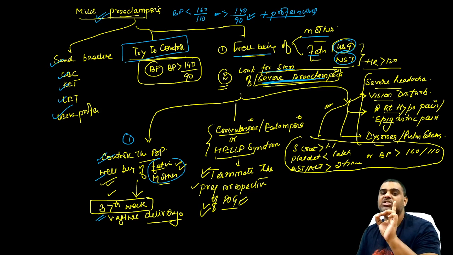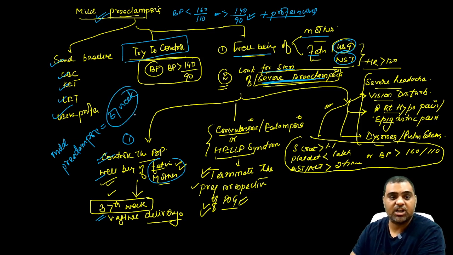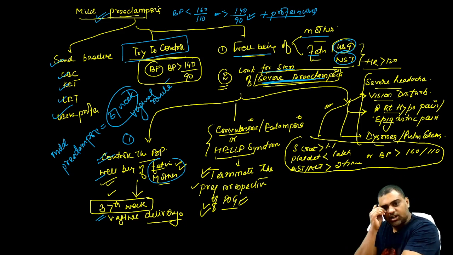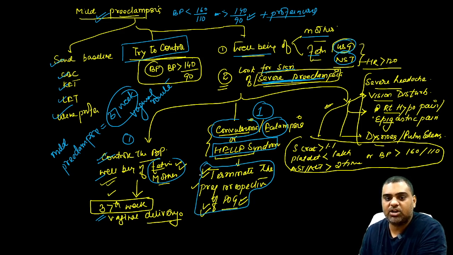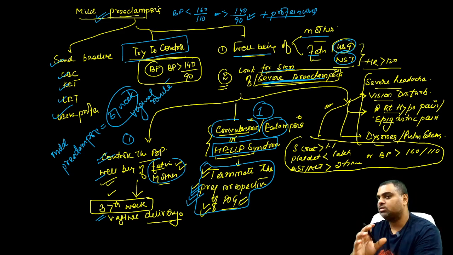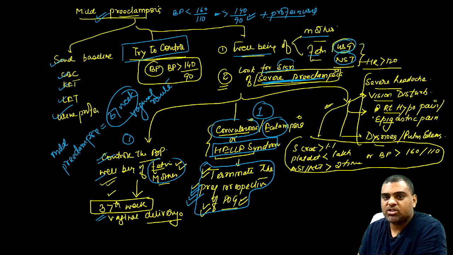That is the question that was asked in AIIMS: the best time to deliver a case of mild preeclampsia. The answer is 37 weeks, full gestation, and through the vaginal route, until and unless there is an obstetric indication. In the meantime, if there is any convulsion, even a single convulsion, or HELP syndrome, then you will terminate the pregnancy irrespective of the period of gestation. If you go through this chart, you will never miss anything, even in real life and in solving MCQs.